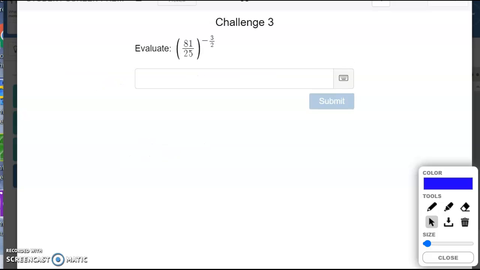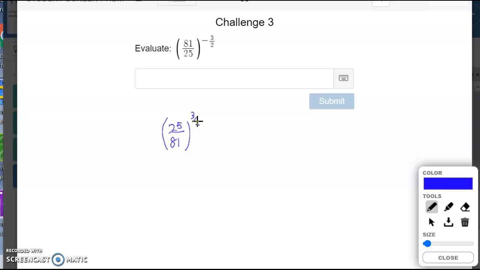Last question. 81 over 25, all raised to the power of negative 3 over 2. Now one way to get rid of this negative exponent is to flip whatever is being raised to the power. If it's a fraction, you just flip it. So that becomes 25 over 81, all raised to the power of 3 over 2. We've just taken care of the negative exponent by flipping it. You do not flip the exponent fraction. You've just flipped the base fraction.